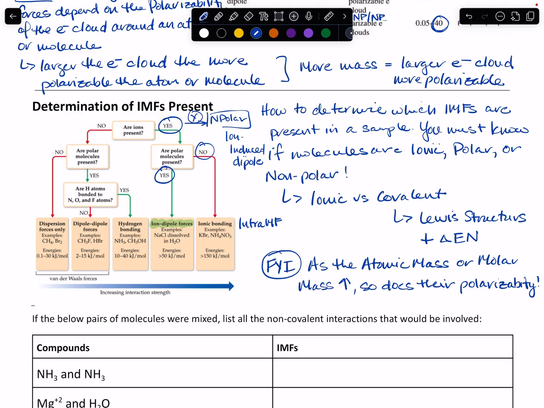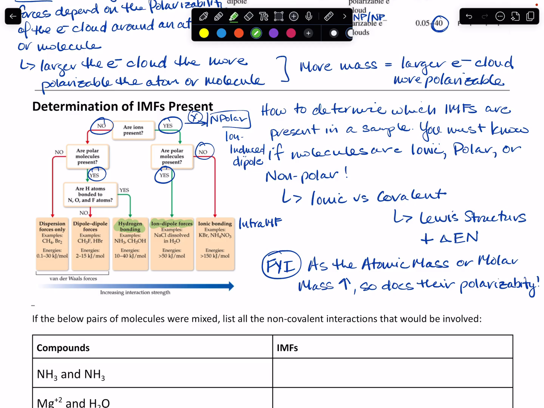So now let's move on to the other side. No ions. That gets rid of ion bonding and ion dipole and ion induced dipole. That's all gone. So next up, what about polar molecules? Are there polar molecules present? If the answer is yes, then you need to look at those polar molecules and see, do you have any OH, NH, or FH bonds? If you have any of those bonds present, then you have hydrogen bonding as your strongest intermolecular force.